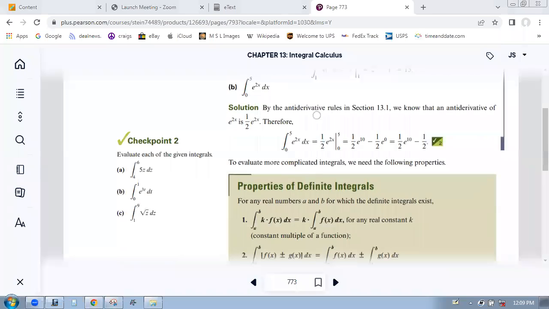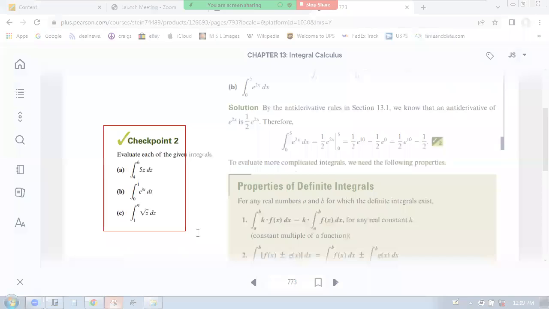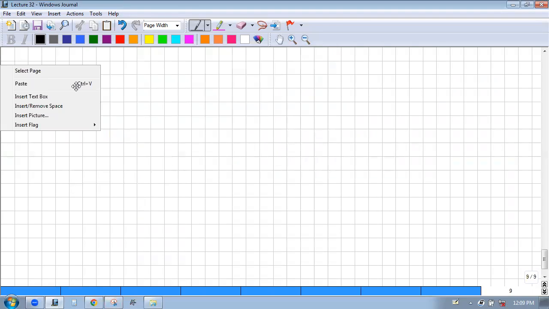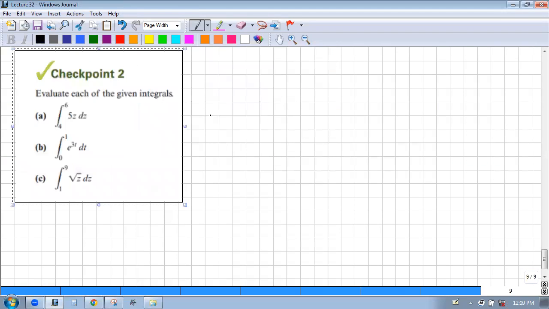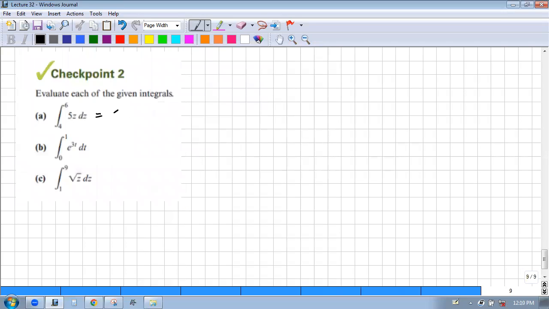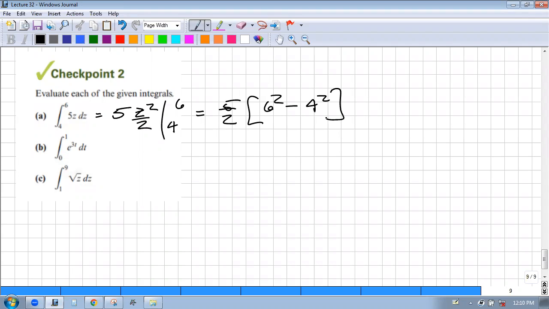Checkpoints here. All right, we could pull this 5 out. The integral of z would be z squared over 2, and we want to evaluate from 4 to 6. So I pull the 5 halves out. So we have z squared from 6 to 4. And you can do the arithmetic from there.